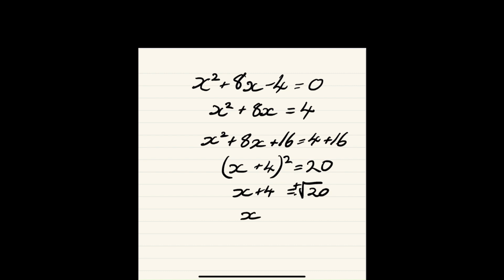Last thing we're going to do is to get x on its own, to isolate it. So we're going to take 4 away from the left, which means we must take 4 away from the right, and then it will either be add or subtract the root of 20. So if I was going to write down the results of these, I'd have two options. I'd have x is equal to negative 4 plus the square root of 20, and I'd have x is equal to negative 4 subtract the square root of 20.